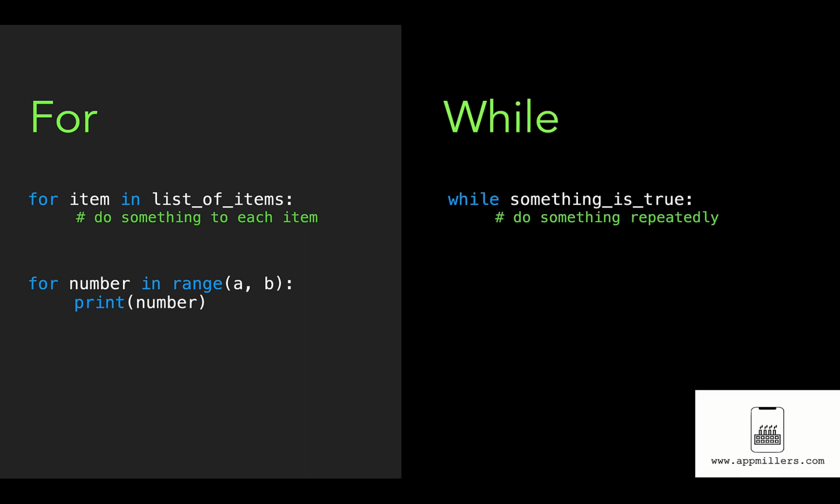The while loop looks like this. While a particular condition is true, we go inside the loop and we do something repeatedly. And it's only when the condition becomes false that the loop stops. So let's look at what the code looks like in a real life example.